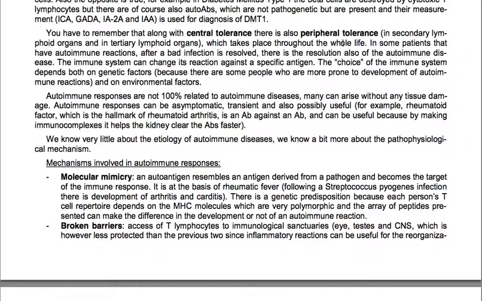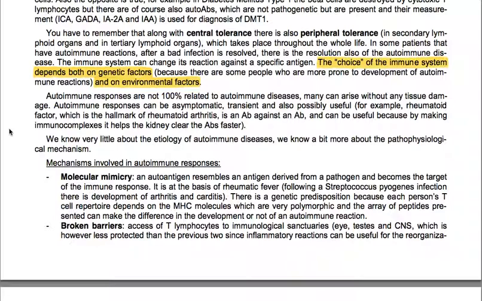Autoimmune responses are not 100% related to autoimmune disease. Many can arise without any tissue damage. Autoimmune responses can be asymptomatic, transient, and also possibly useful. For example, rheumatoid factor, which is the hallmark of rheumatoid arthritis, is an antibody against an antibody, which can be useful because by making immunocomplexes, it helps the kidney clear the antibodies faster. We know very little about the etiology of autoimmune diseases. We know a bit more about the pathophysiological mechanism.